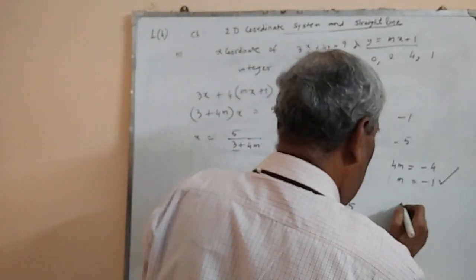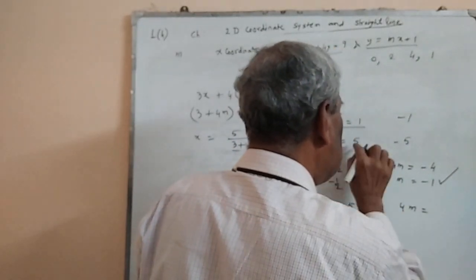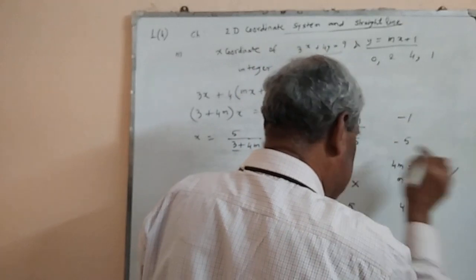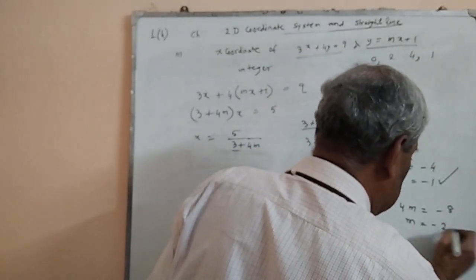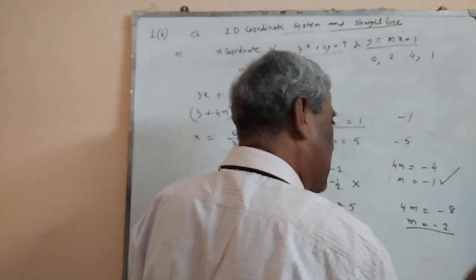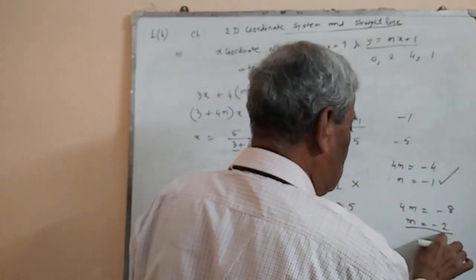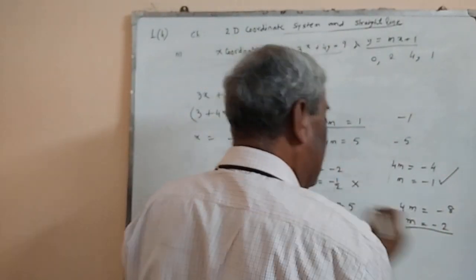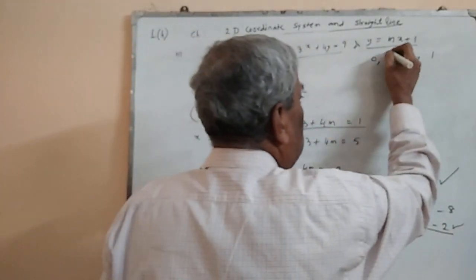Next one, 4m is equal to minus 5 minus 3, minus 8, and m is equal to minus 2. It is again an integer. In that case, x will be an integer. So m is equal to minus 1 and m is equal to minus 2, and again x will be an integer. So these two possibilities are there. So the option is 2.